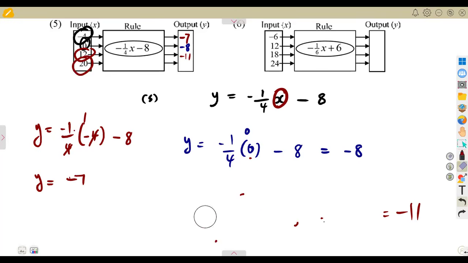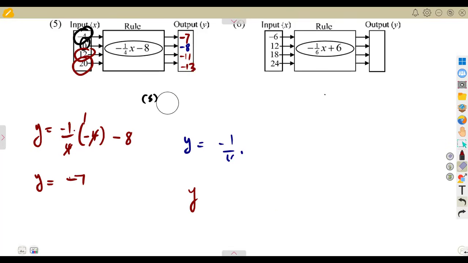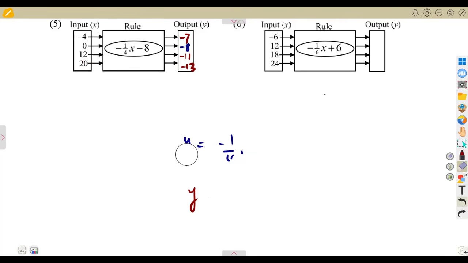The same thing if x is equal to 20. If we are given 20 in place of x, that means y is going to be minus 1 over 4 times the x, which is 20, minus 8. If we divide 20 by 4, that will be minus 5. Minus 5 minus 8 is minus 13. So we are going to obtain minus 13 at the end. Or just use your calculator for the verification. Just like what I was doing, you'll see that this is what you're going to have at the end.